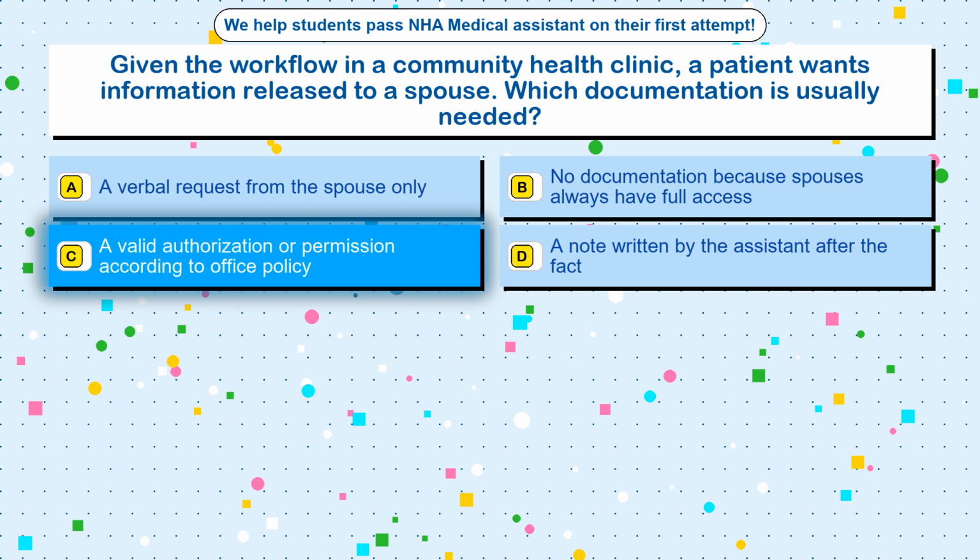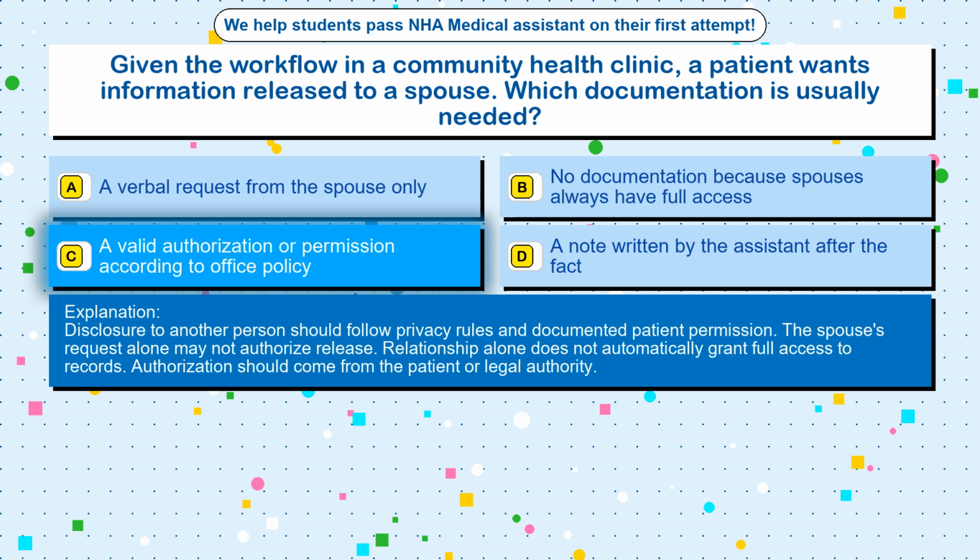A valid authorization or permission according to office policy. Disclosure to another person should follow privacy rules and documented patient permission. The spouse's request alone may not authorize release. Relationship alone does not automatically grant full access to records. Authorization should come from the patient or legal authority.